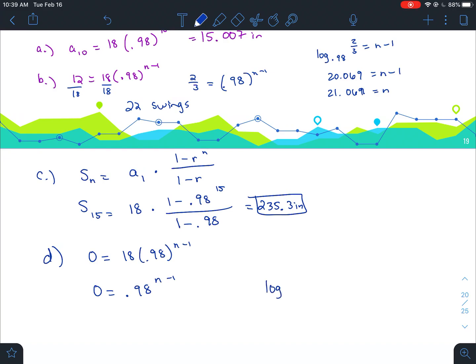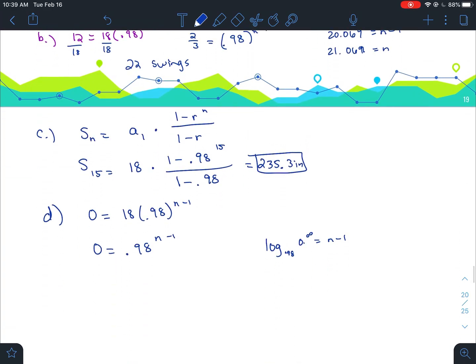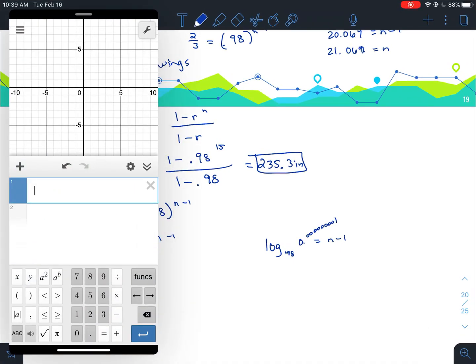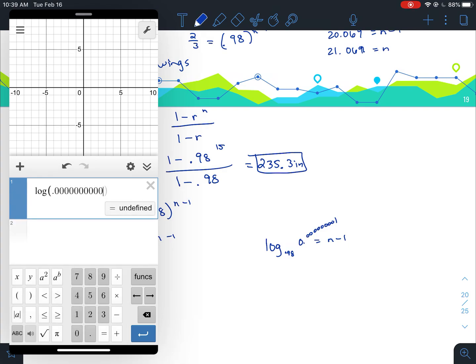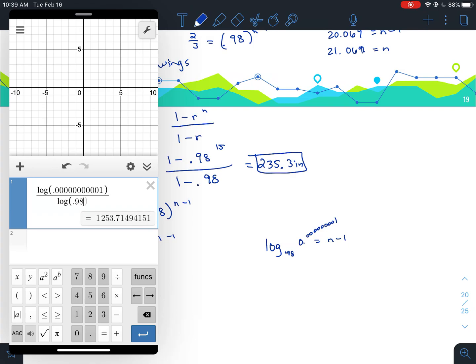So if we put this in log form, log base 0.98 of 0 equals n minus 1. Well, remember, log 0 doesn't exist, so we're going to make this as small as possible. So we're going to make this like 0.000000001, and then we'll do that on Desmos. So we're going to do log of 0.000000001, and then divided by log 0.98, and then we'll add 1 to that.